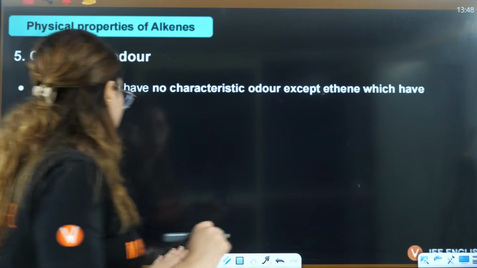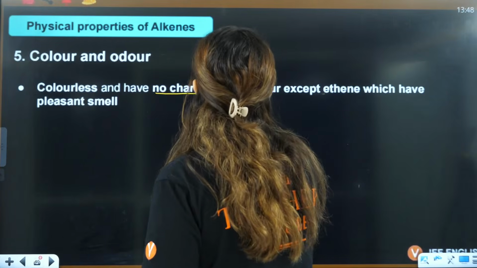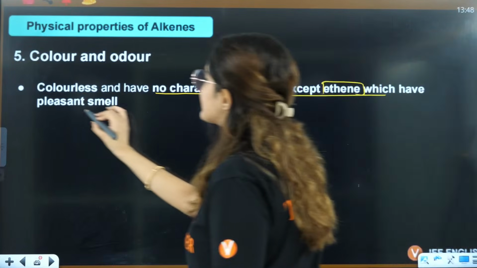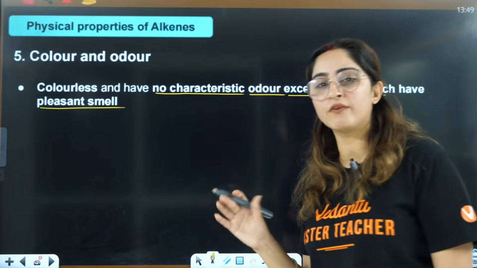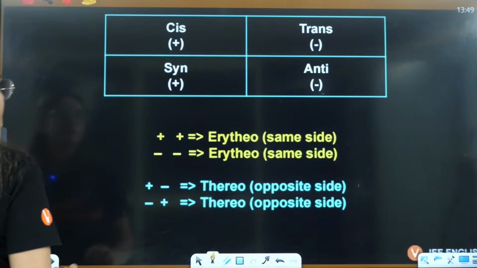Then color and odor. Alkenes are colorless and have no characteristic odor except ethene, which has a pleasant smell. Only ethene will have a pleasant smell, others are odorless, right?